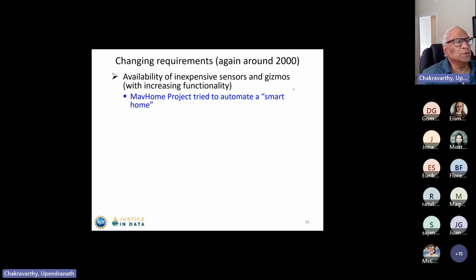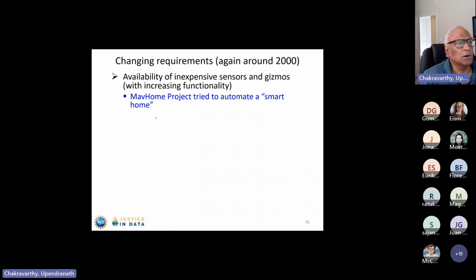Again, around 2000, there were a lot of extensions or new things that happened, like sensors and gizmos that generated a lot of data. And the question was, how do you process the kind of data that is generated? You're also seeing a similar thing with Twitter, for example. The amount of data generated is very large in a short span of time.